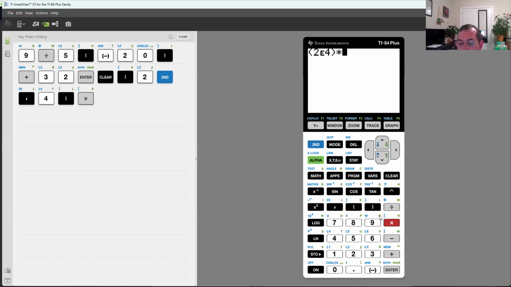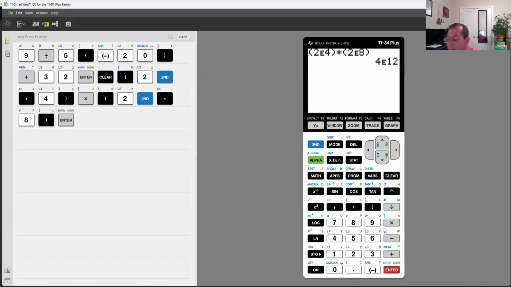Now we're going to multiply this by the second parentheses, which was 2 times 10 to the 8th. To punch that in, I hit 2, and then I hit the blue second and the comma for the EE. Then that exponent was 8, and close parentheses. Like I said, that E takes the place of that times 10. So you're just basically writing the number and then the exponent. Now when we hit enter, I get 4, and in place of the E, we would put times 10 to the 12th, okay?